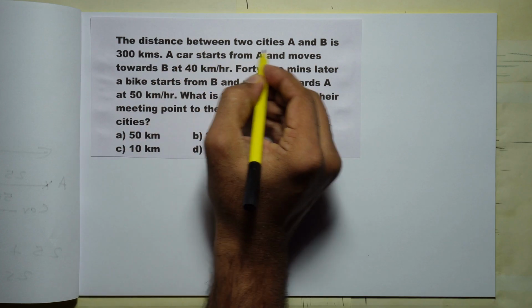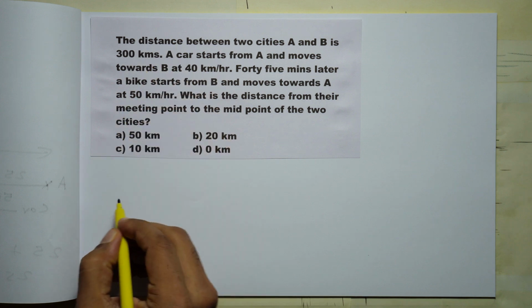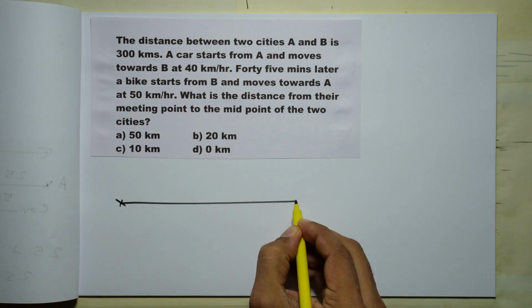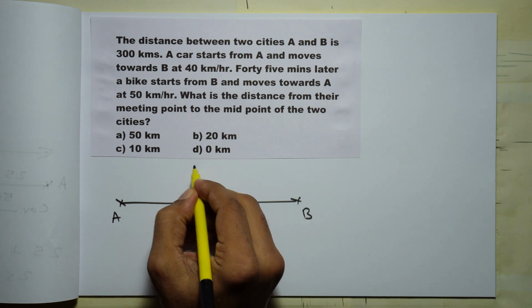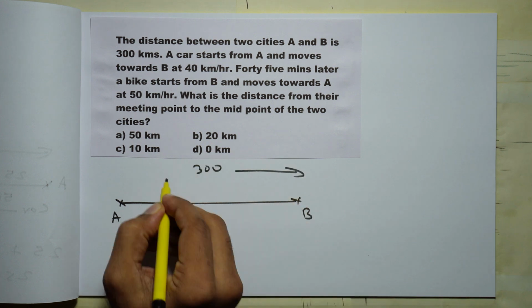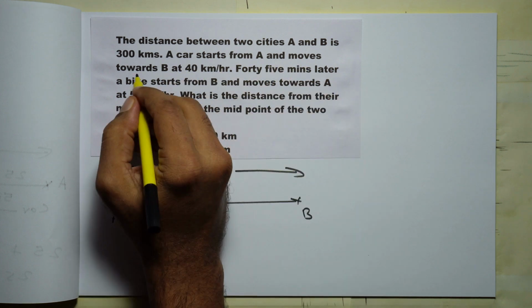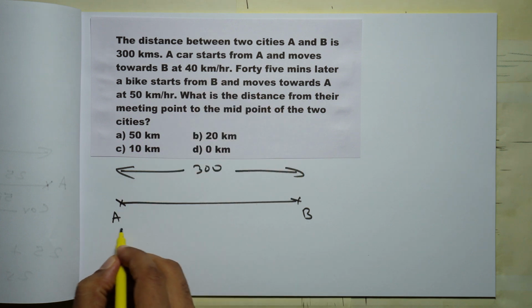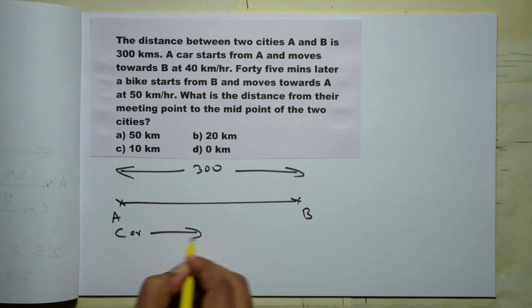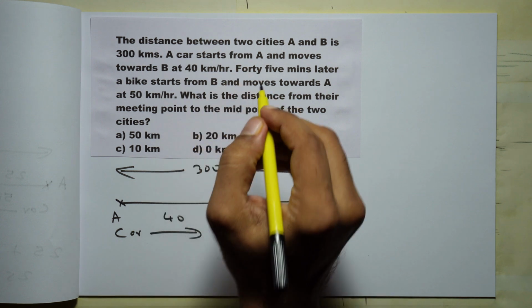The distance between two cities A and B is 300 kilometers. So we'll just mark it here. So two cities A and B, and the distance between them is 300 kilometers. A car starts from A and moves towards B at 40 kilometers per hour. So there's a car here and it is moving towards B and its speed is 40 kilometers per hour.